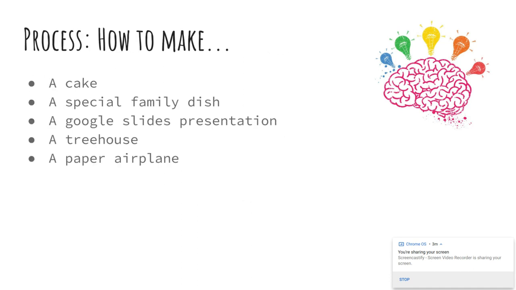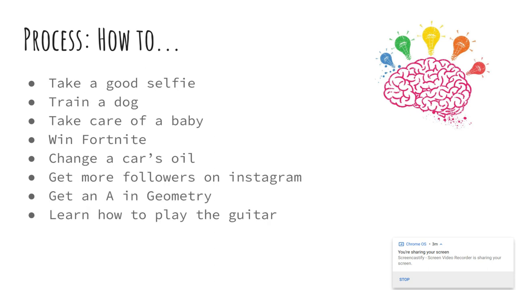Let me give you some examples. Maybe you want to tell us about how to make something, a cake, a special family dish, a Google Slides presentation, a tree house, a paper airplane, anything that you know how to make and you can describe exactly how to make it. Or maybe you want to tell us how to do something, how to take a good selfie, how to train a dog, how to take care of a baby, how to win Fortnite, how to change a car's oil, how to get more followers on Instagram, how to get an A in geometry, how to learn to play the guitar. If you know how to do any of these things, you can include them.